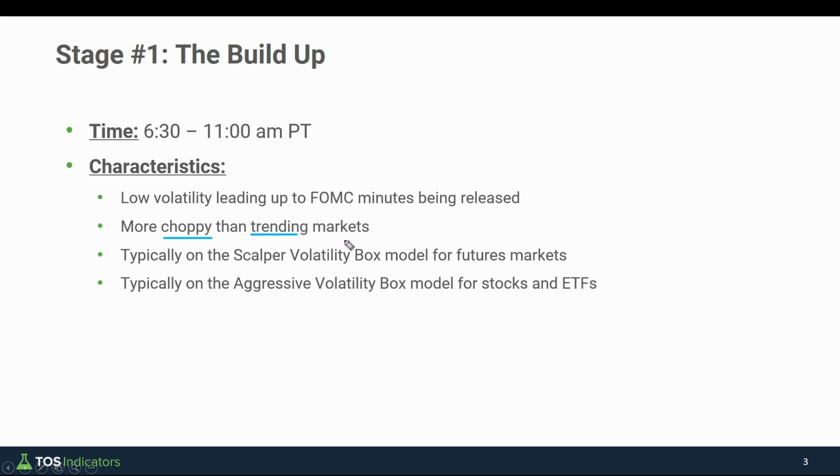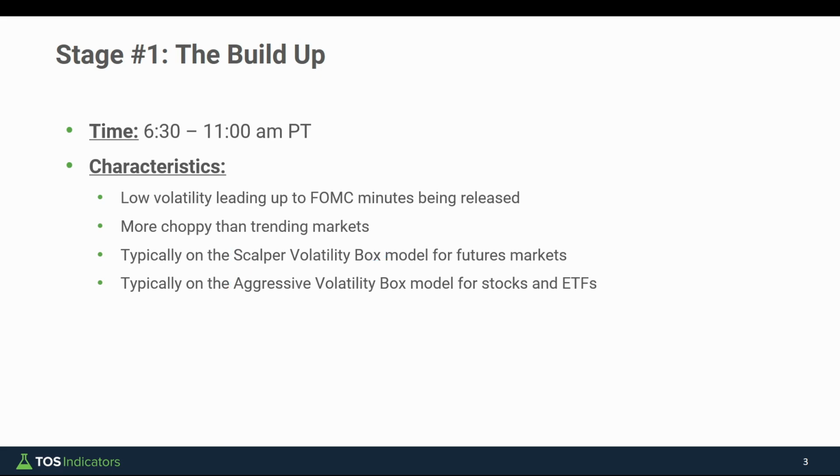Buying the dip in existing trends typically here is a little bit of a hit or miss with lower probabilities compared to, say, a typical normal morning in which trending markets, or trends rather, would be well respected. With regards to our volatility models, on the futures markets, we're typically on the scalper volatility box to begin with. This is our most aggressive model, so this gives you an idea of very little volatility to begin the day. And for stocks and ETFs, we're typically on the aggressive volatility box models. Again, the most aggressive ones we have, suggesting very little volatility.